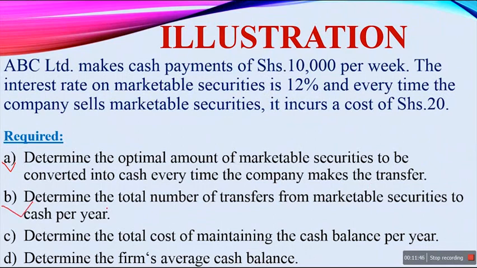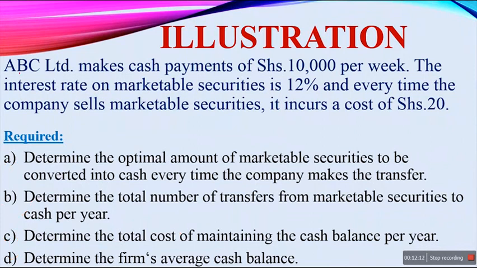B, determine the total number of transfers from marketable securities to cash per year. C, determine the total cost of maintaining the cash balance per year. Part D, determine the firm's average cash balance. Let's interpret the illustration here.